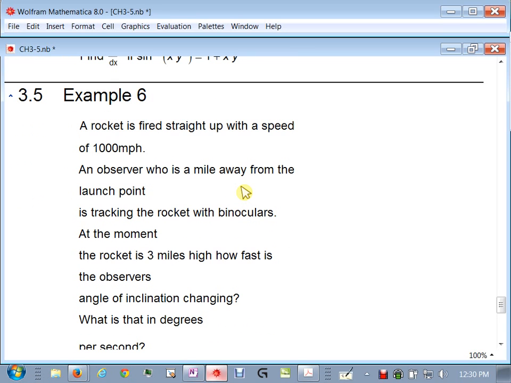A rocket is fired straight up with a speed of 1,000 miles per hour. So imagine this rocket moving with a constant speed of 1,000 miles per hour going up, all right? An observer who is a mile away from the launch point is tracking the rocket with binoculars. At the moment the rocket is 3 miles high, how fast is the observer's angle of inclination changing? What is that in degrees per second?